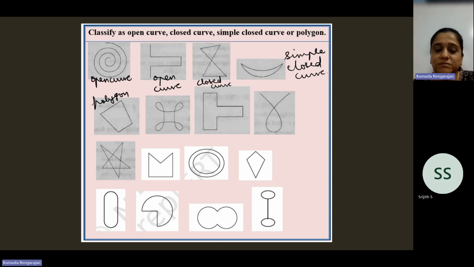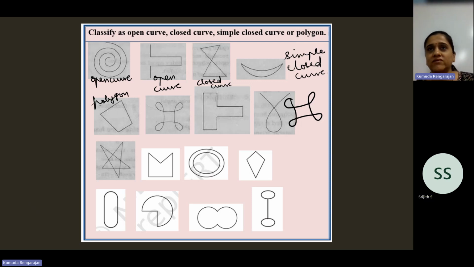Yeah, Srijit, the fifth one. Is it a curve? Yes, ma'am, it's a curve. No, are you able to draw it without lifting your hand? Yes, ma'am. So it's like this. Those who don't understand how to draw, see here. You should go like this. Did you notice that? Yes, ma'am, I can see that. So like this, like this. Yes, so you can draw it without lifting your hand. So it is a curve.